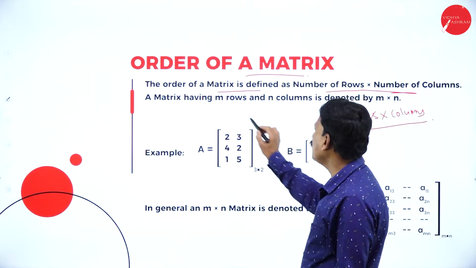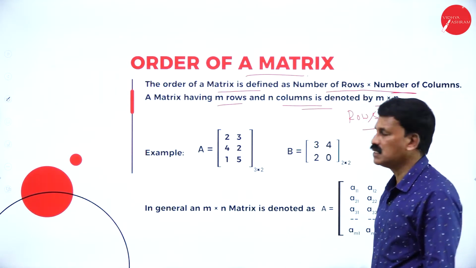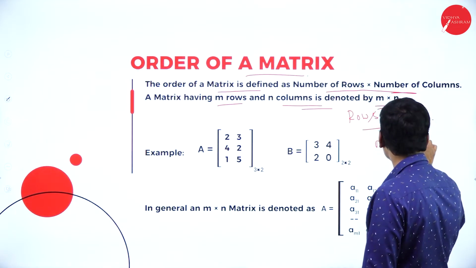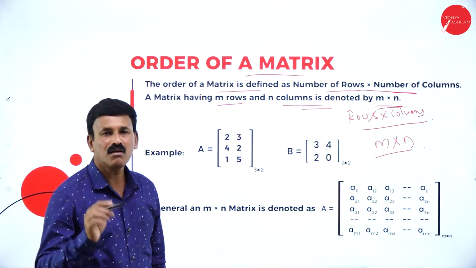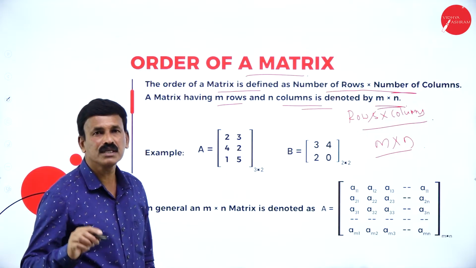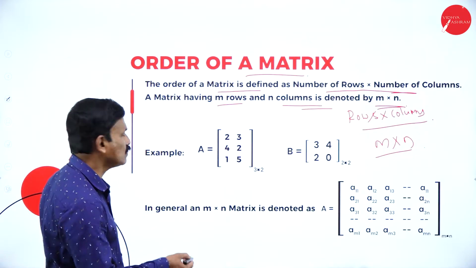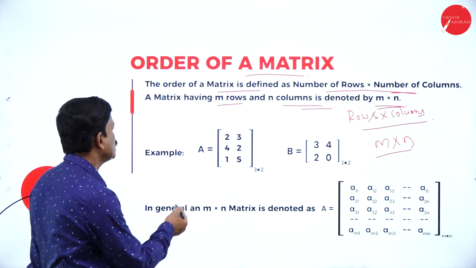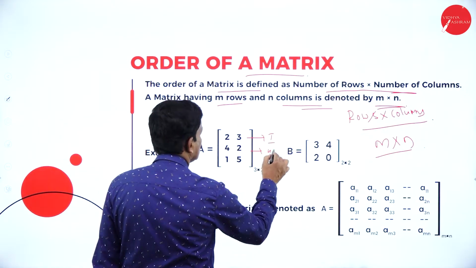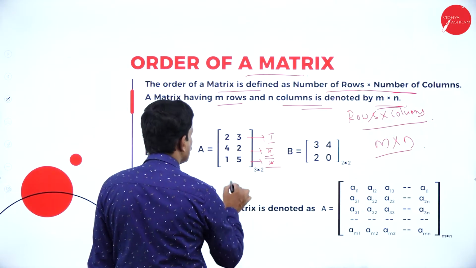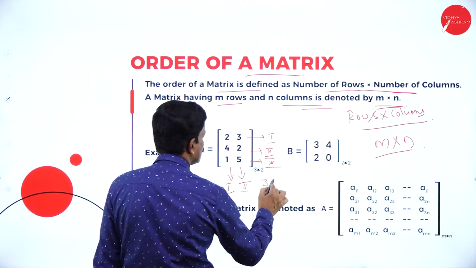A matrix having m rows and n columns is denoted as m into n, m cross n. That means the order of a matrix is nothing but the number of rows into number of columns. Now, let us consider for example, A equal to, how many rows are there? This is first row, second row and third row. There are 3 rows, and how many columns? First column and second column. So, the order for this is 3 into 2.